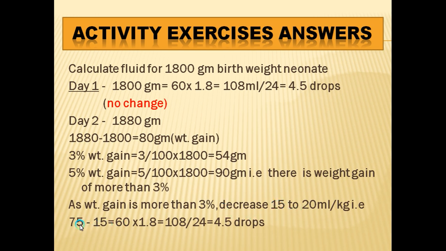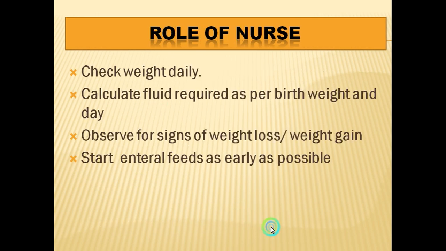That is 75 ml was the allotted ml. What we need to do is, because their weight gain is more than 3%, we decrease it by 15 ml. Okay. So that comes to 60. So 60 into 1.8 is the weight, and this is the answer. We divide it by 24, 4.5, because it is 0.5. So that is why we need to give 5 drops per minute.